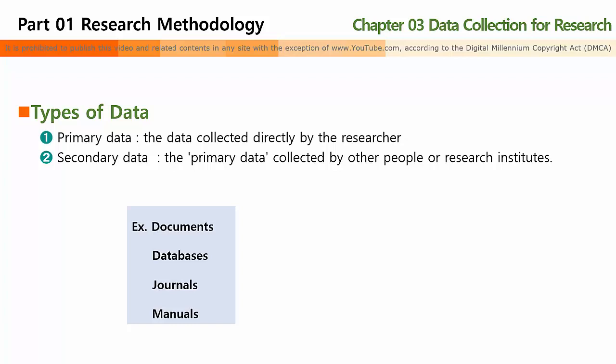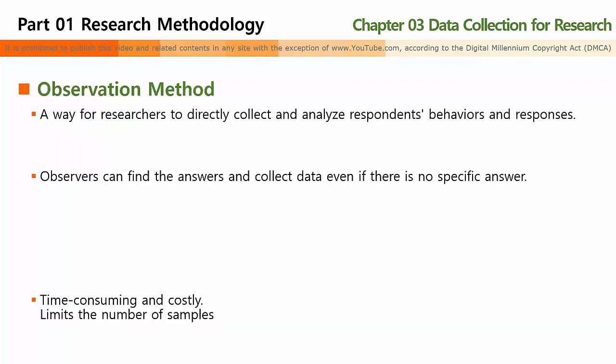The contents to learn at this time are about how to obtain primary data. These methods can be classified into two types, observation and survey. Since we mainly collect data from surveys and analyze them, we should understand only the concept of observation. Observations are a way for researchers to directly collect and analyze respondents' behaviors and responses.